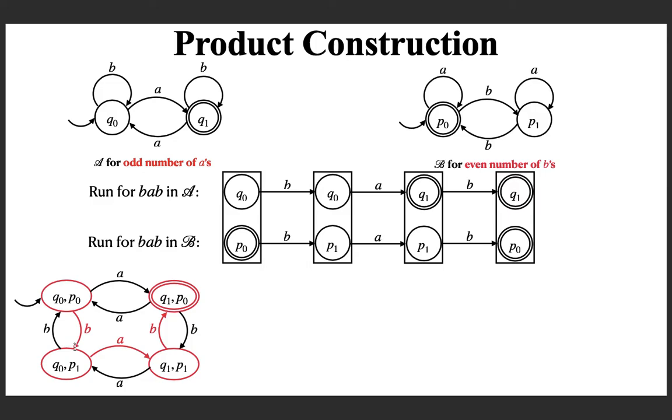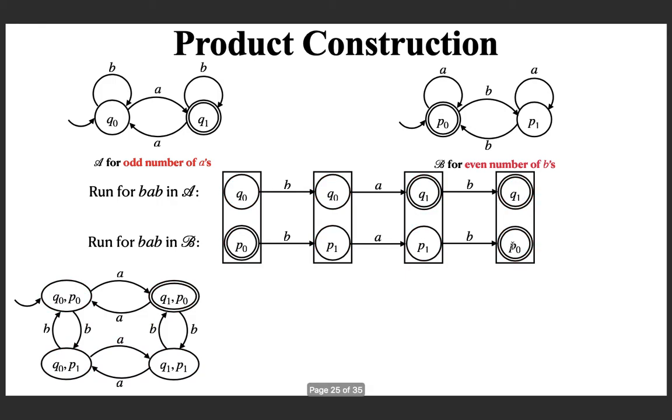So this is BAB, this is the run. See that this is exactly what we have shown here. First state is Q0 P0. Then on a B it goes to Q0 P1. Then from there on an A you are going to Q1 P1. Then from there on a B you are going to Q1 P0. Each one is a final state in the corresponding automaton. And that's it. Hope you followed. Otherwise, please watch it again and try to understand what is going on.